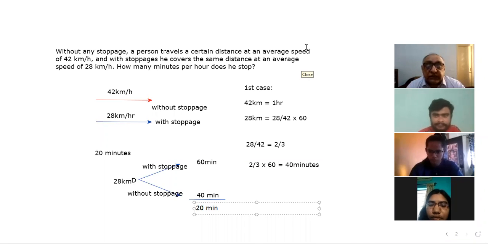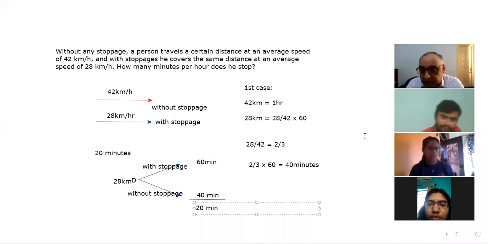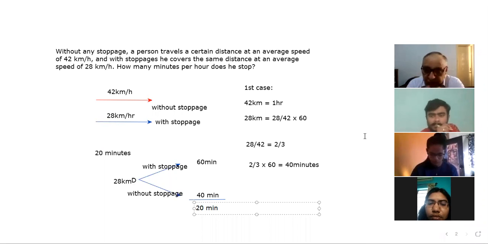Some students are asking how 20 minutes came. Let me repeat the question. First thing, don't feel nervous. The question is there before you. I am your teacher sitting before you, so you need not worry, you need not take tension. When your teacher is there before you, I am solving the question. You just go along with me, step by step.